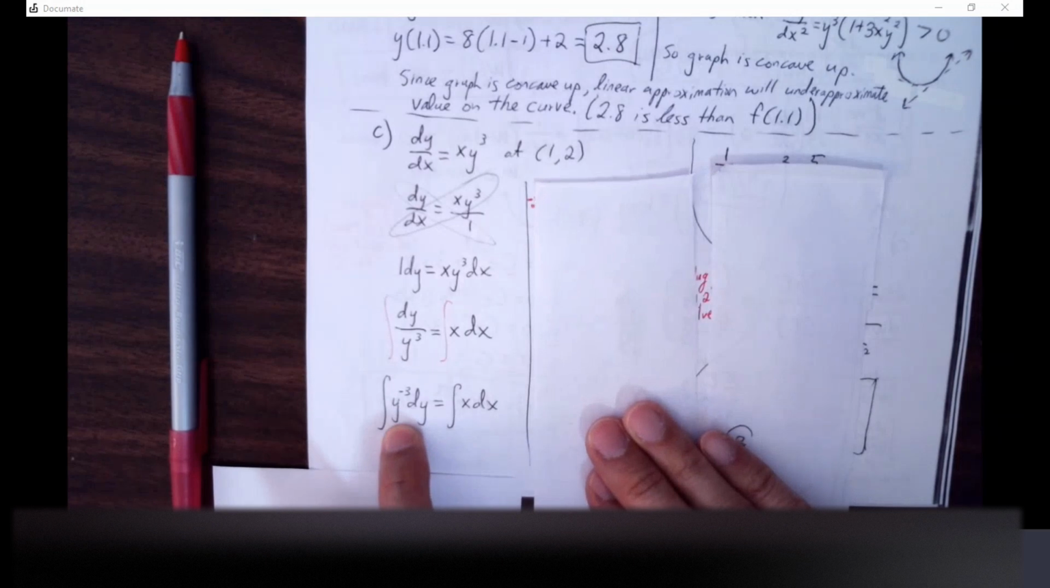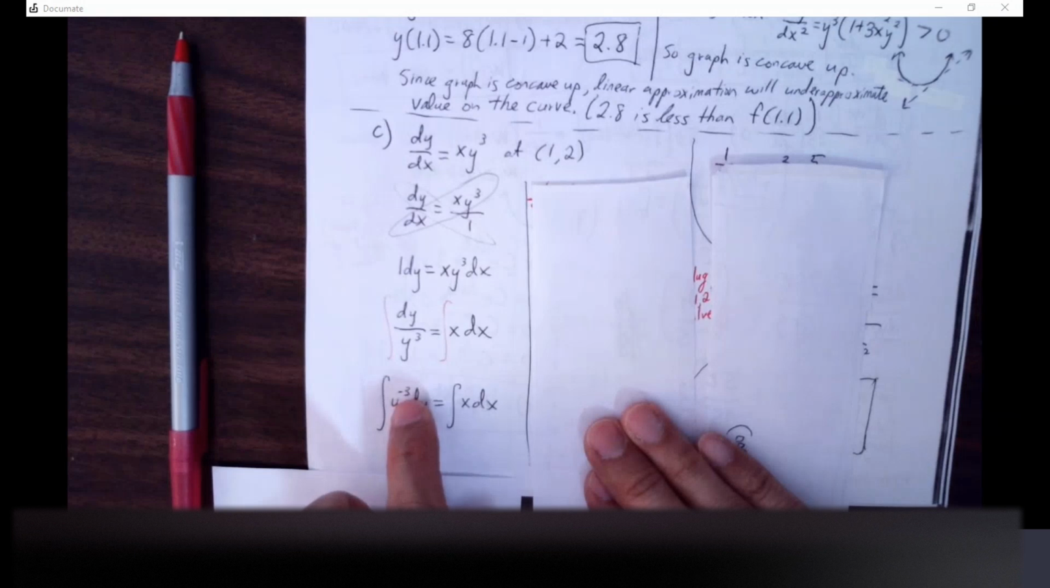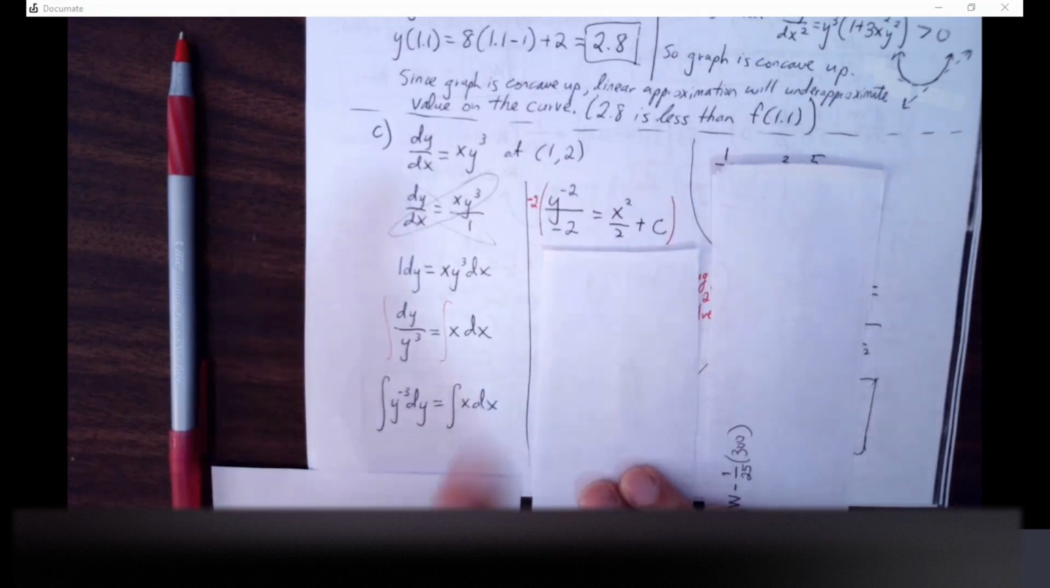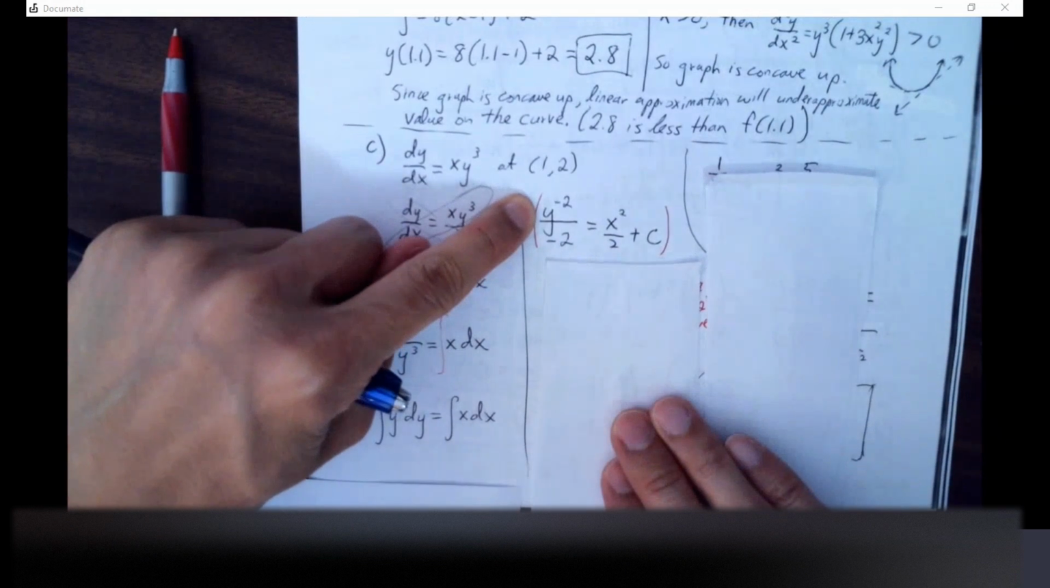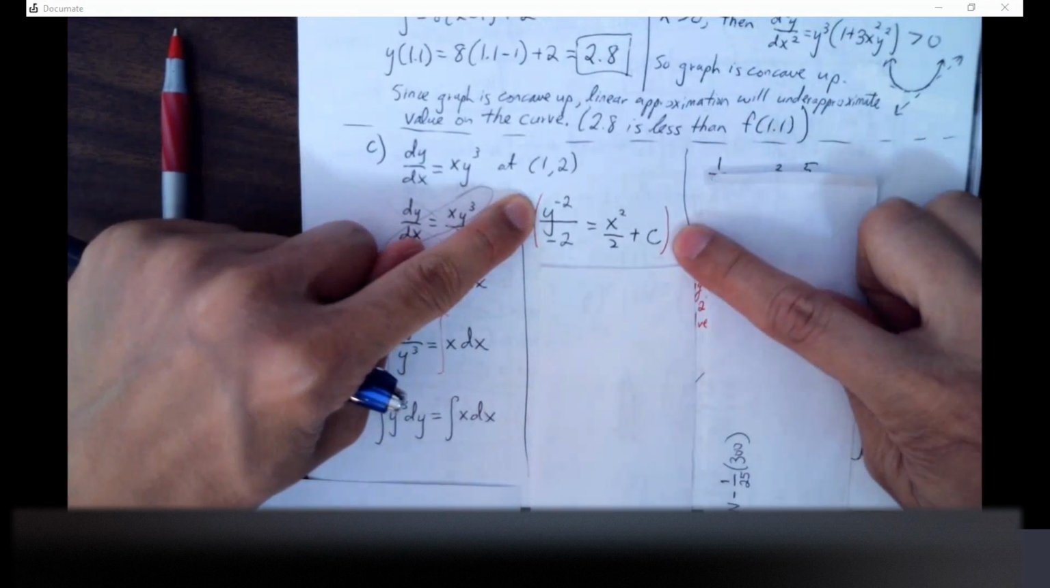Okay, so y to the -3 becomes y to the -2 over -2, right? We add 1 to the exponent. Same here, we add 1 to the exponent. So we get y to the -2 over -2 equals x squared over 2 plus c.